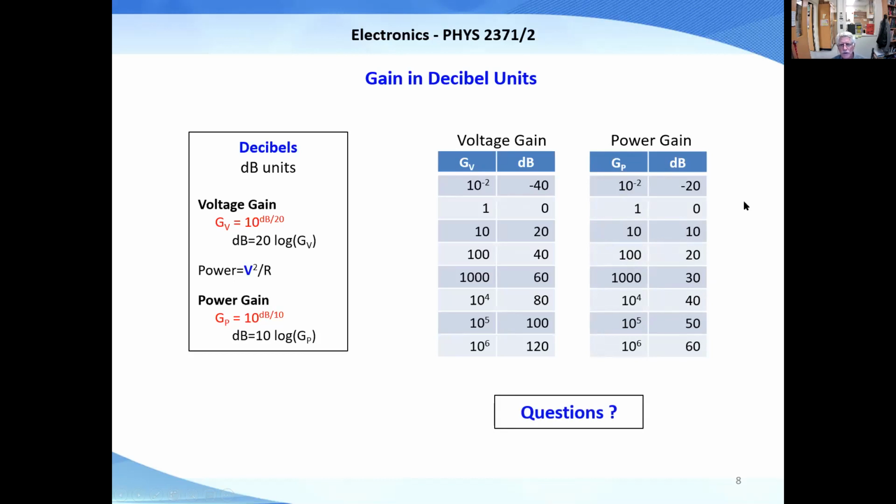Any questions here so far? Looks like we're up to about 51 students out of about 60.